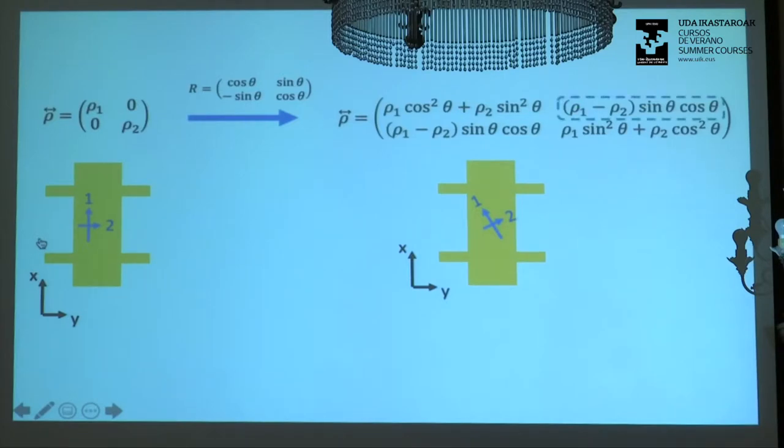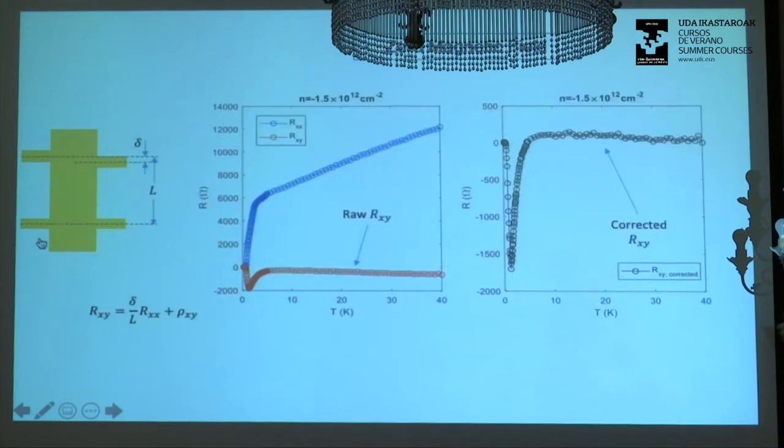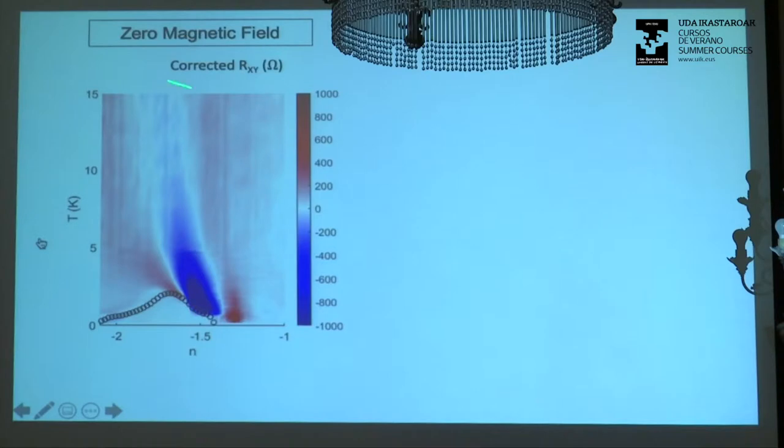So in particular, as long as sine 2 theta is different from 0, you have a rho xy, a transverse voltage, that is proportional to the difference in resistivity, to the anisotropy. Now, you have to be a little bit careful with this, with the transport experts in the audience, because you can have some misalignment between your rho xx contacts that can give you also some difference. But we can correct for this and symmetrize and desymmetrize, do anything that we want to correct for this. And the result at zero magnetic field of the corrected rxy is this.